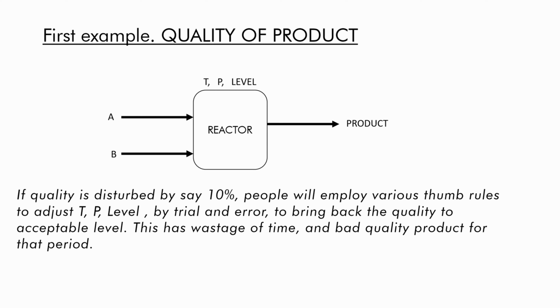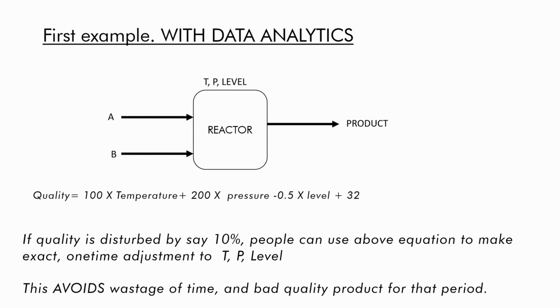Now, if the quality of the product is disturbed by 10%, how it is done today, people will apply various thumb rules based on their experience to adjust temperature, pressure, level, by trial and error, one by one, to bring back the quality to its acceptable level. Now, this method has wastage of time, and over this period of time, you generate bad quality product anyway.